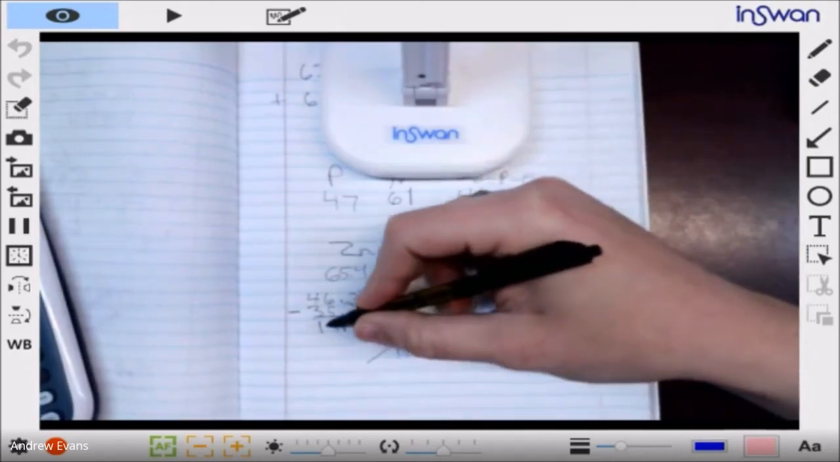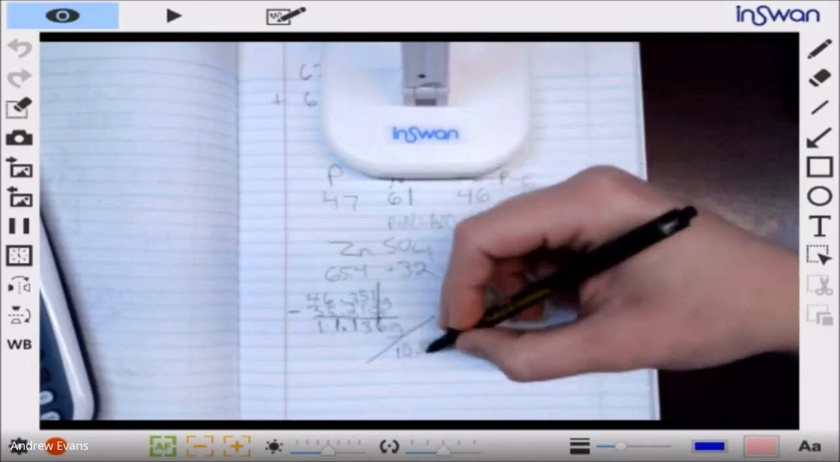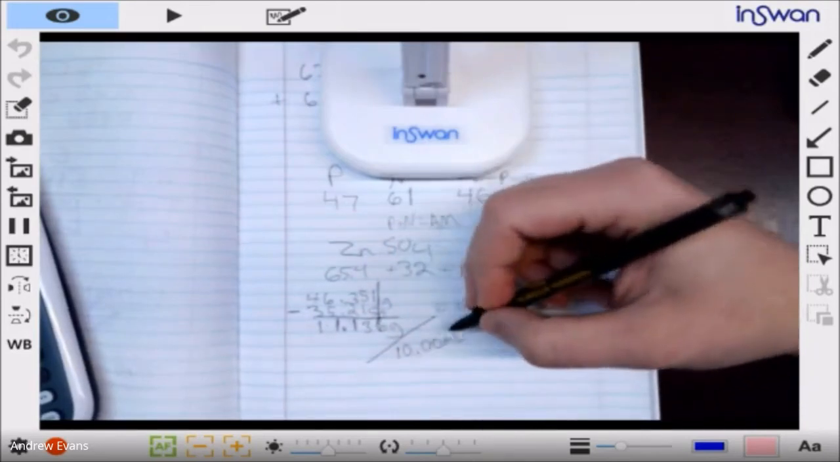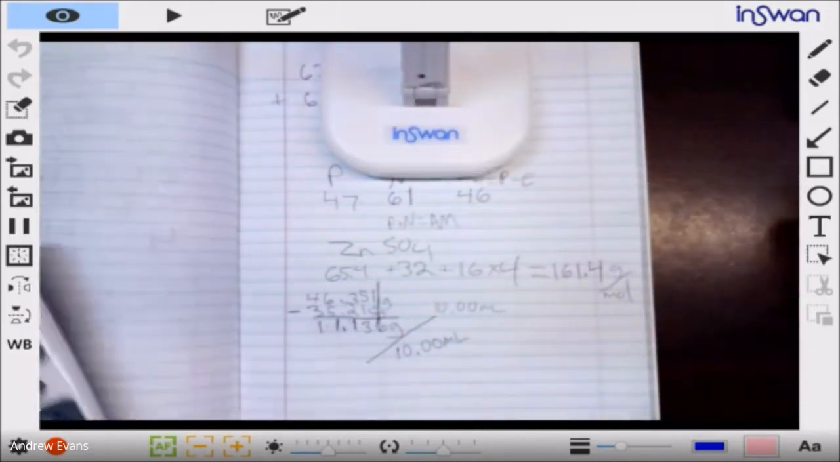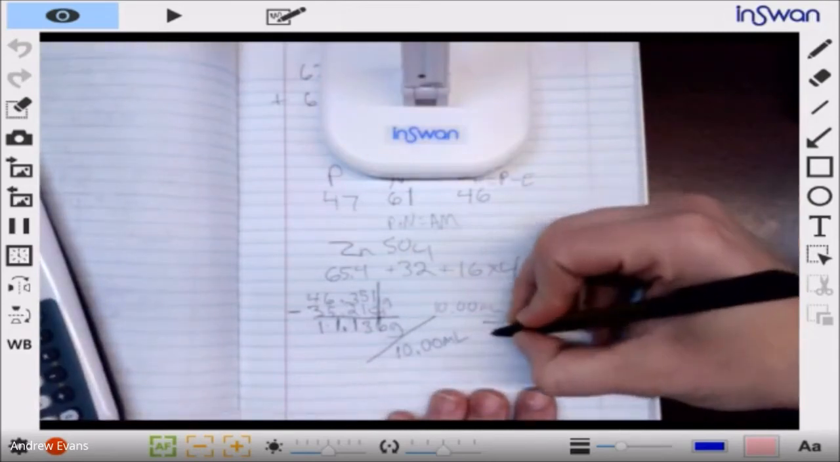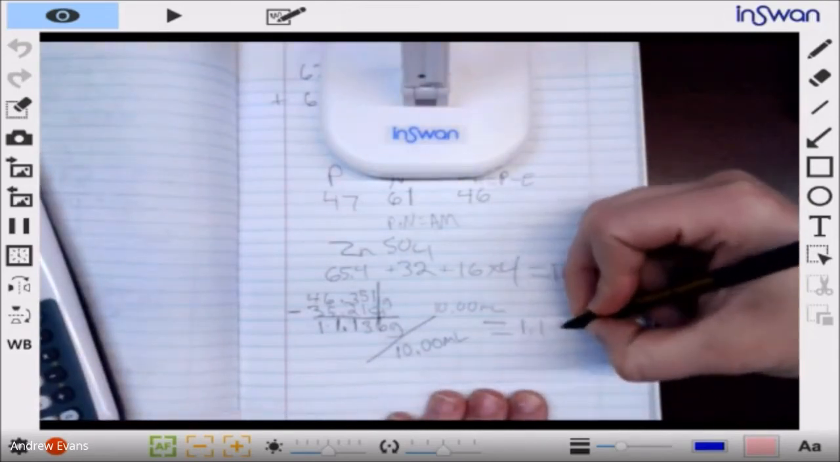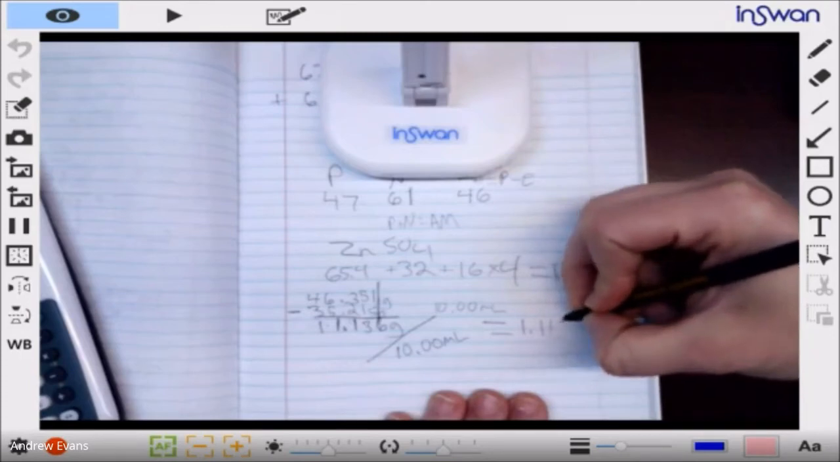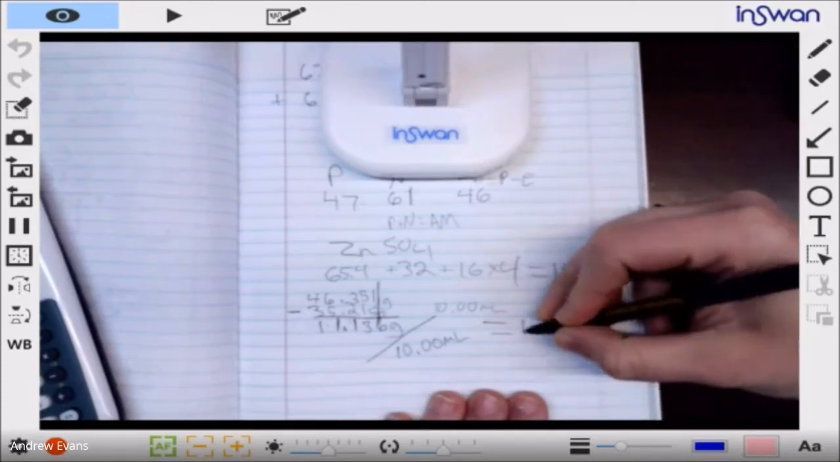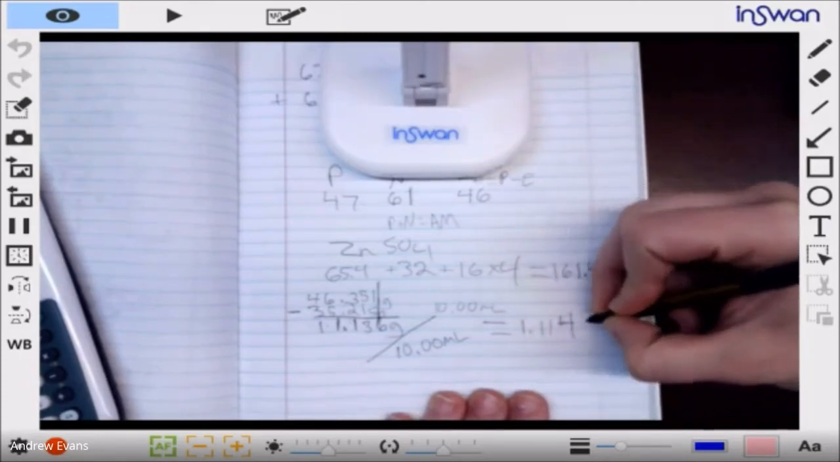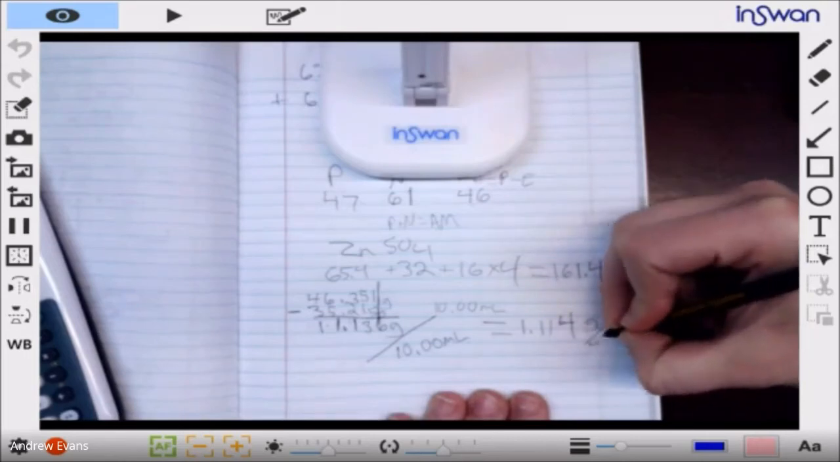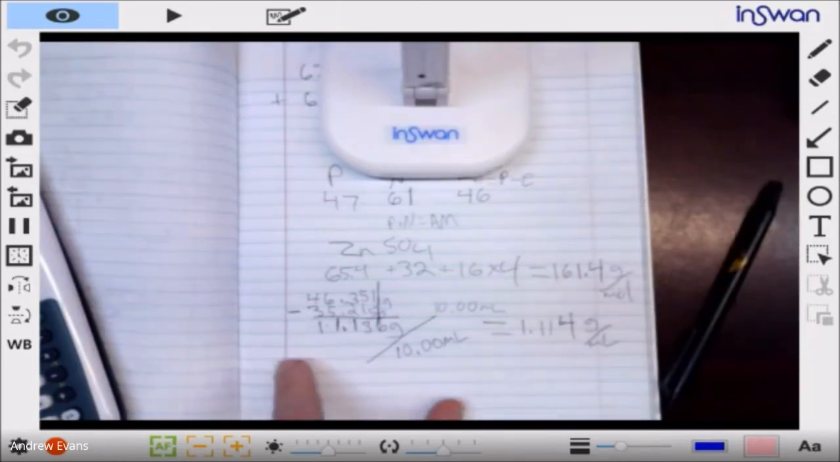Now this one has 1, 2, 3, 4, 5 sig figs. This one has 1, 2, 3, 4 sig figs. So when I report this number, 1.114, I must round to 1, 2, 3, 4 sig figs. Because when multiplying or dividing, I keep the lowest number of sig figs. When adding and subtracting, I keep the position of the sig figs.